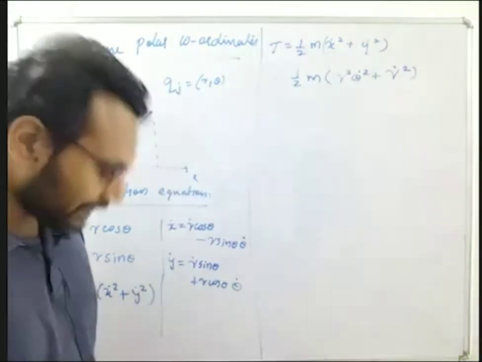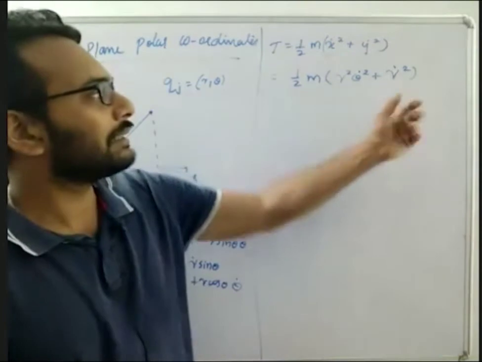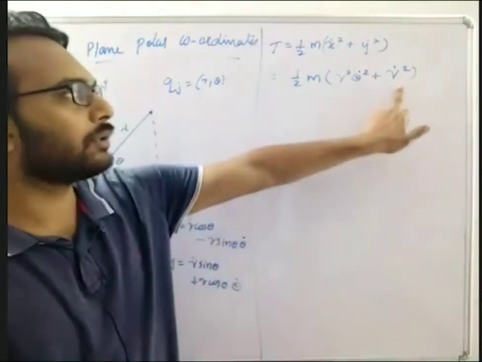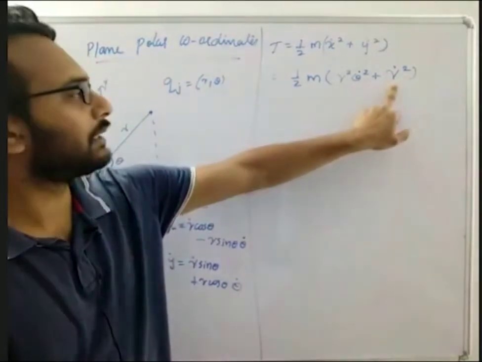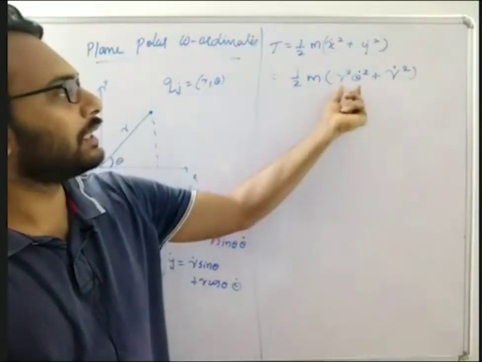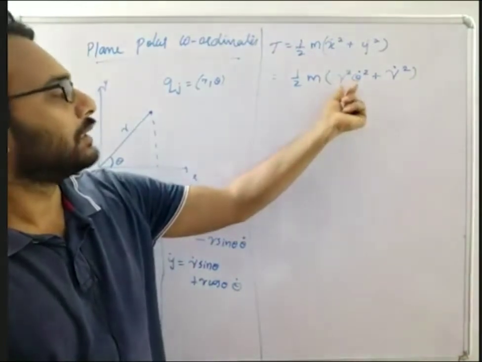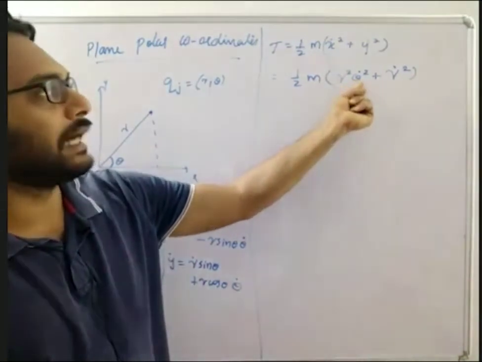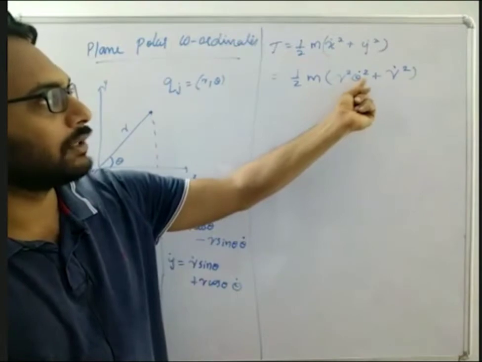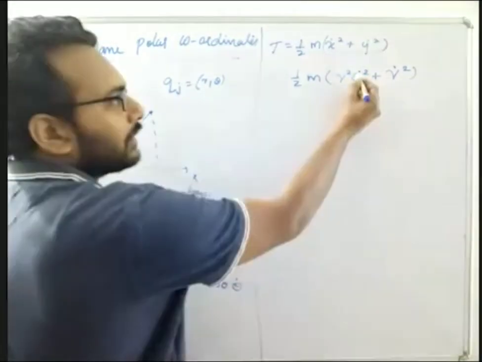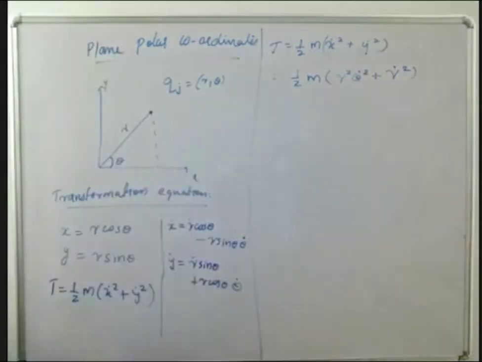But the important thing is the intuition here. r is a distance-like coordinate, so r dot would be the velocity along that direction. And theta dot is the angular velocity, so r theta dot is the linear velocity corresponding to a small change in theta. But we'll see these things in detail.